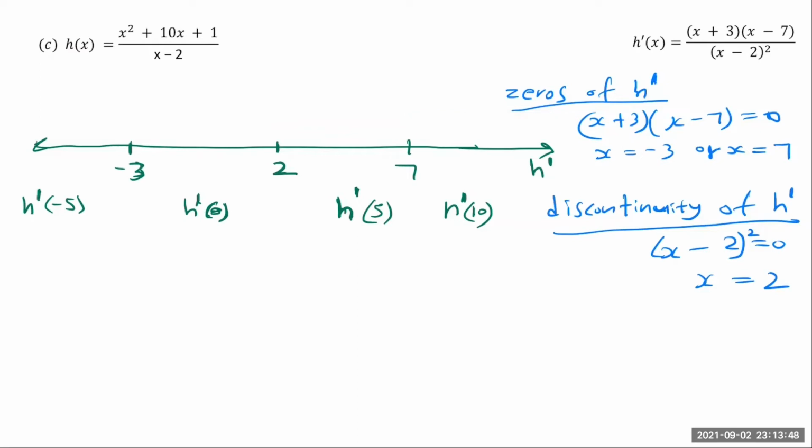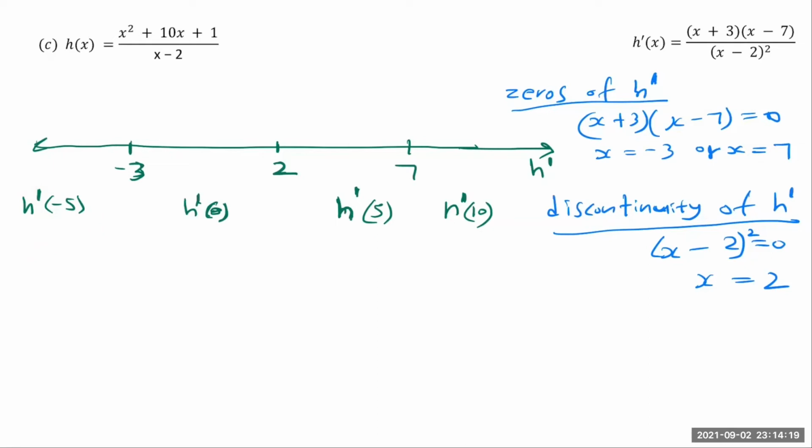Now to determine the sign in each interval, sign of h prime. Notice that I'm constructing this sign chart for h prime. To determine the sign of h prime in each interval, I'm going to pick a value from each interval. From this interval, I'll pick -5. I compute h prime of -5. Notice that all I want is the sign of this number. I don't really need the exact number here. I just need the sign of that number.